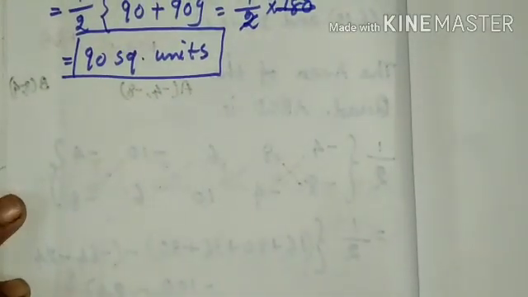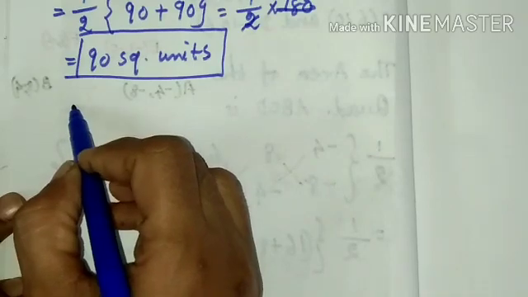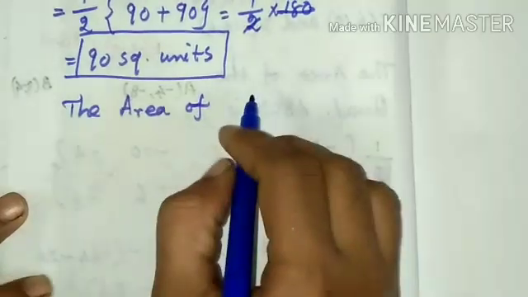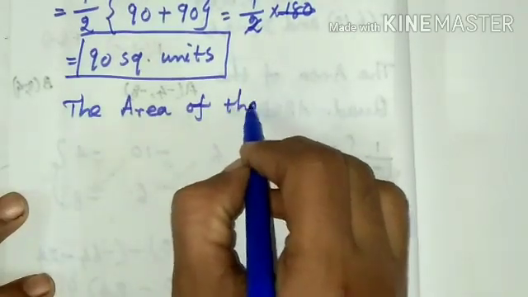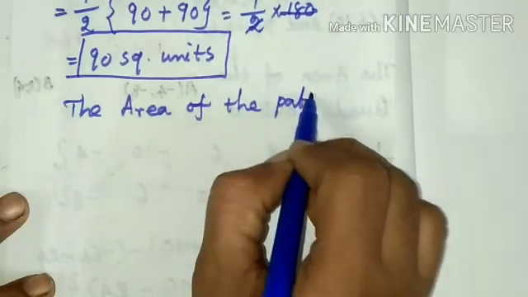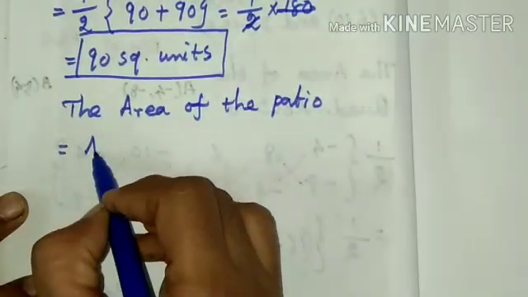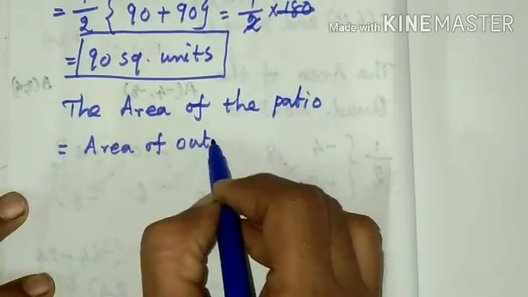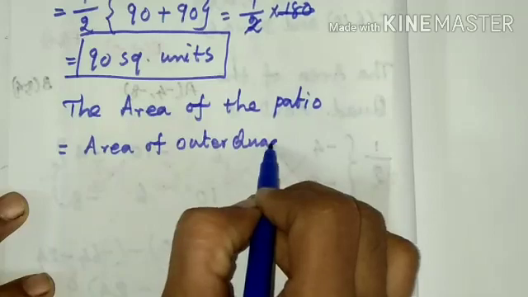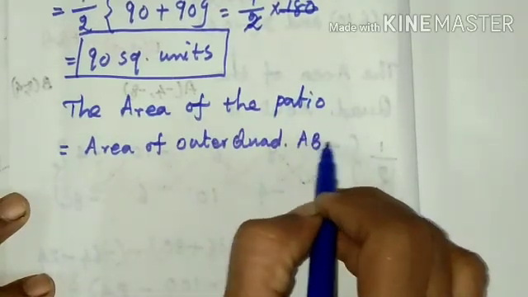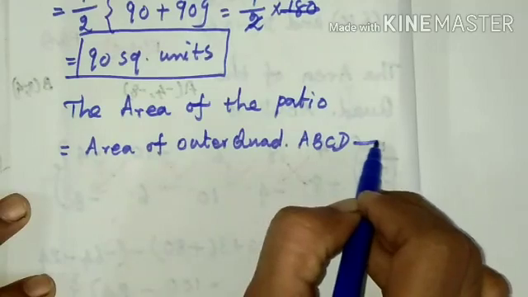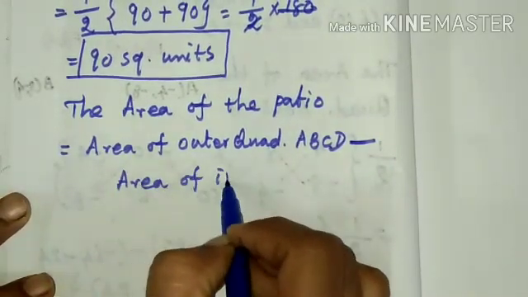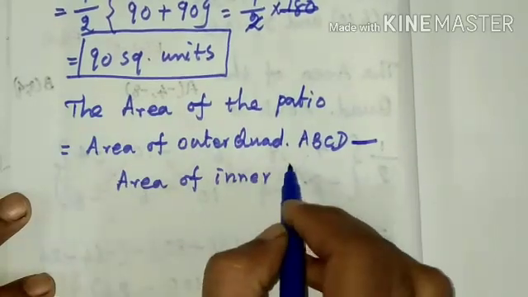Now we have to find the area of the patio. The area of the patio is equal to the area of the outer quadrilateral ABCD minus the area of the inner quadrilateral, that is the swimming pool.